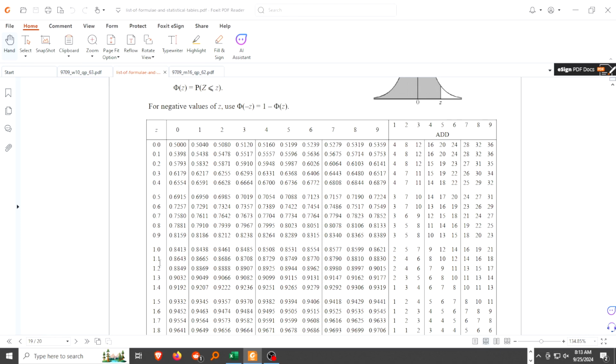So what do we add to this for it to become 0.95? We come here and see that it needs 5 to get there. And 5 is under column 5. So that is 1.645. And the z value that we want is 1.645.